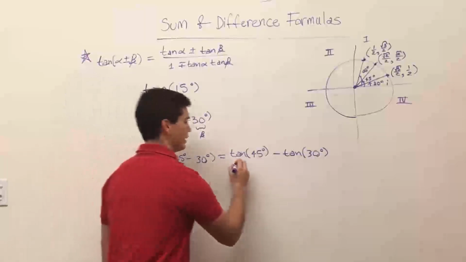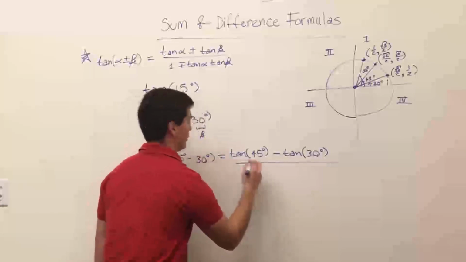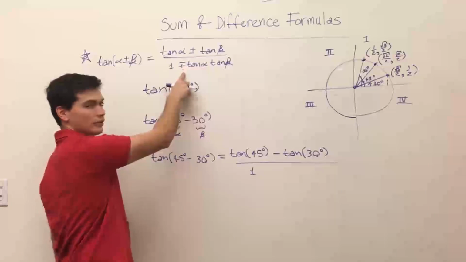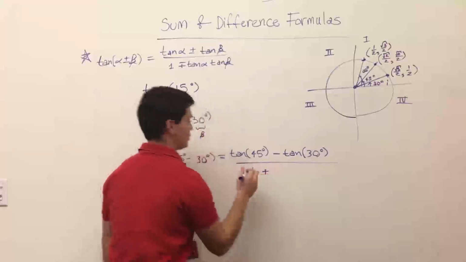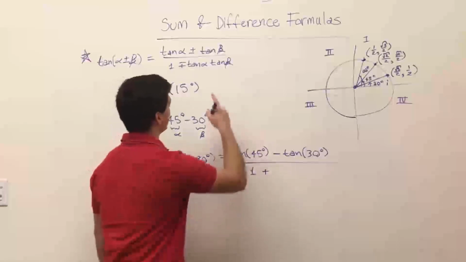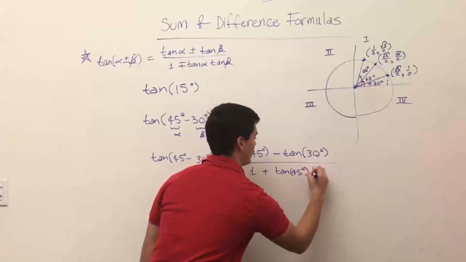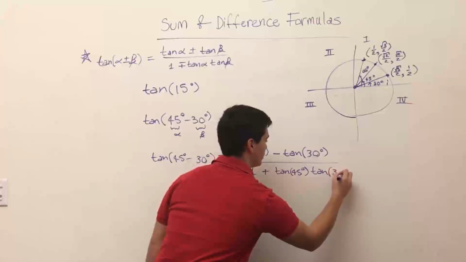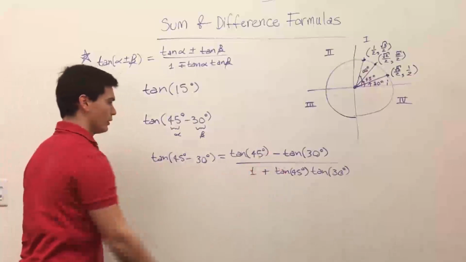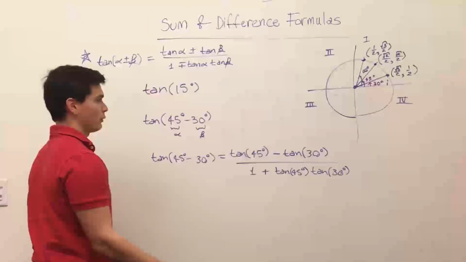And then we take the ratio of that with 1. Now here, it's very important. If this is a minus sign in the argument, we will use a plus sign here because it's the opposite of the sign in the argument. And then we take the tangent of 45 degrees, and lastly, the tangent of 30 degrees. All right, so that is the expression. Now we have to actually evaluate these functions.